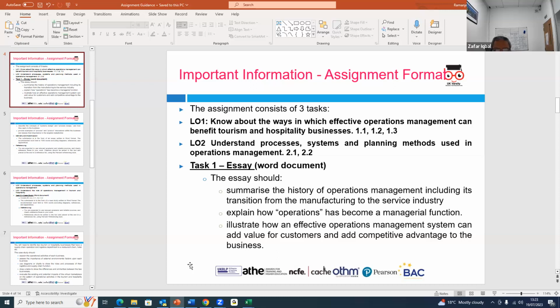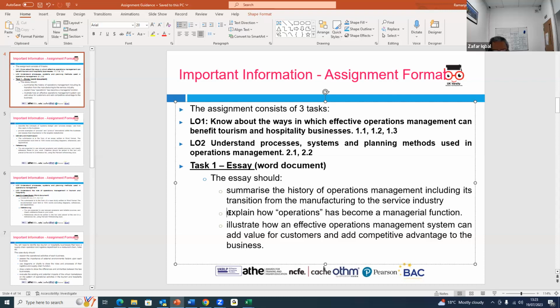The second assessment criteria looks at how operations has become a managerial function. So you look at how operations started from manufacturing, became specialized, and what the significance of operations is as a managerial function. So you look at how and why it has become a managerial function. You look at that history as well.